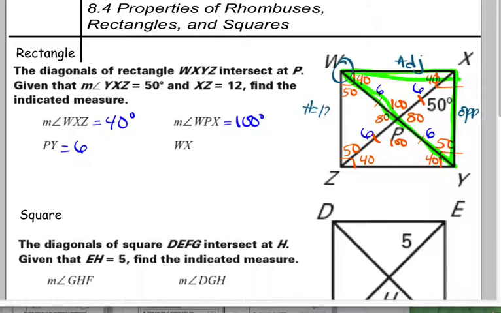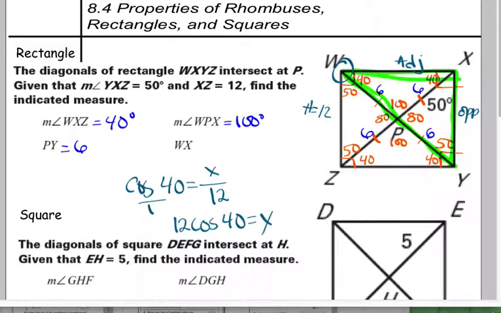I'm just going to put that over here. And so I'm finding A, and I have H, that's cosine. So cosine of 40 is adjacent, which is what we're trying to find, over the hypotenuse, which is 12. And so I'm going to solve this like we did in trig. So 12 times cosine 40 is X. So I'm going to enter that in my calculator. 12 times cosine 40 gives me 9.19. So that is WX. So 9.19 is that one.